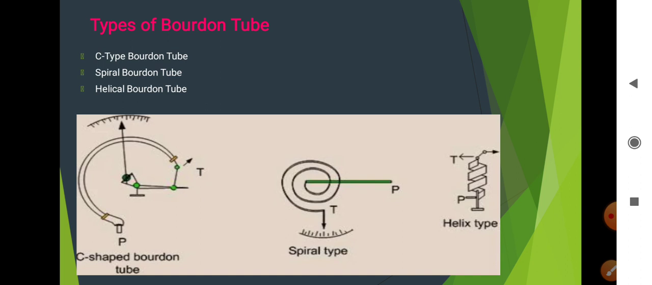Now the types of Bourdon tube. There are three types: C-type Bourdon tube, spiral Bourdon tube, and helical Bourdon tube. I have already explained the C-type Bourdon tube. There are some limitations and disadvantages in the C-type Bourdon tube, and that's why the spiral and helical Bourdon tubes were designed.